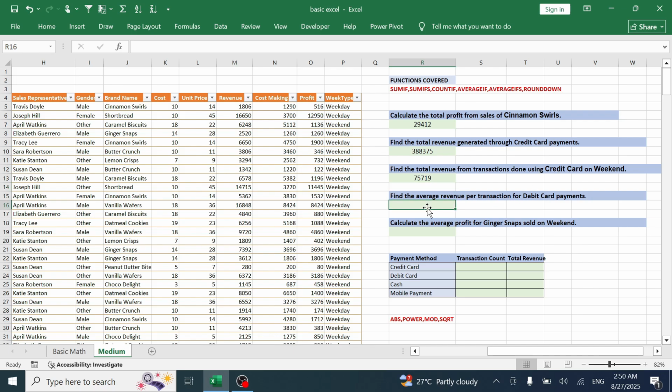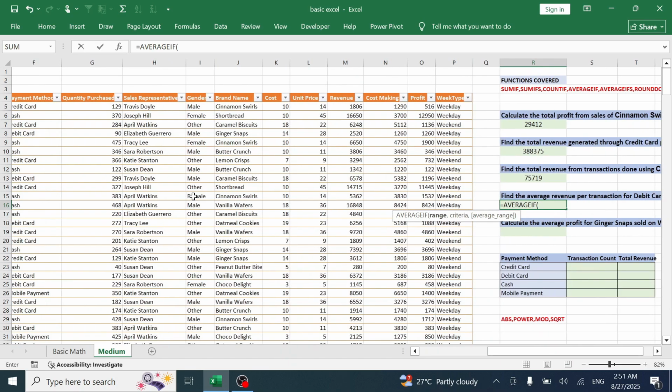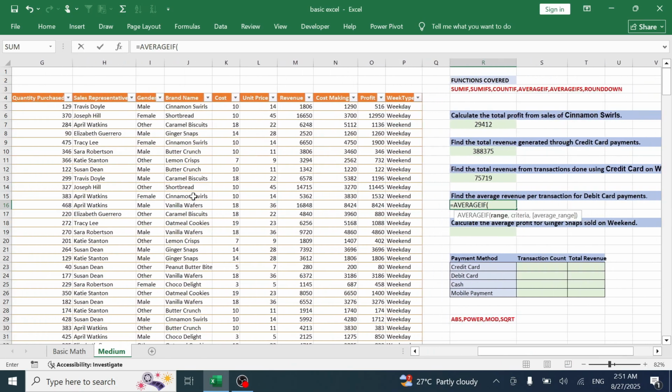So the fourth question is, find the average revenue per transaction for debit card payment. Here we need to use an average function because we are talking about average revenue, and we have only one condition, debit card. So what we can do is use AVERAGEIF. We need to give the criteria range, which will be the payment method column in the bakery table, and the criteria will be debit card.